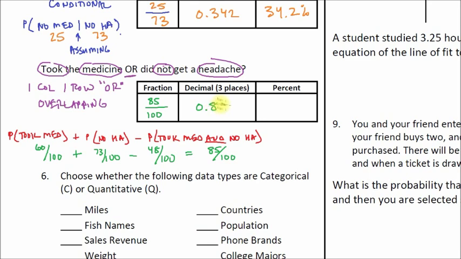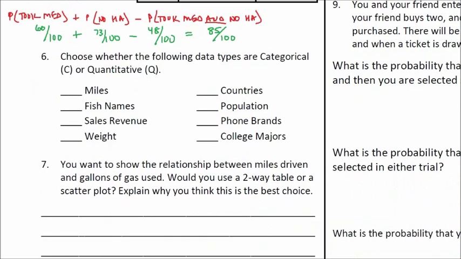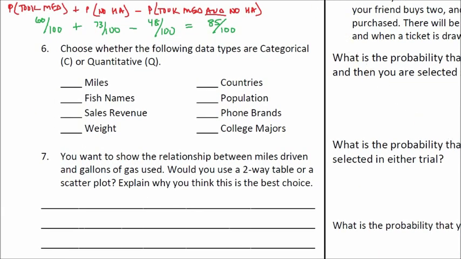That's 0.85 or 85%. Pretty good probability that if you pick someone from this group, they either took medicine or they did not get a headache. All right, hope that makes sense. Hope that explanation helps you. Let's do the next section, which is actually pretty quick. You can hopefully do this on your own. Hope you've done all of them on your own, actually.